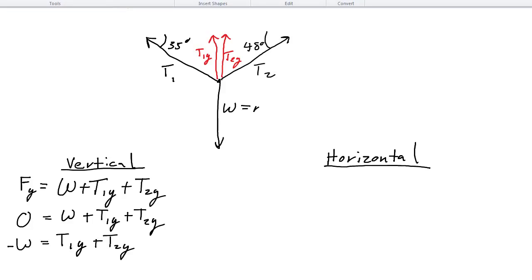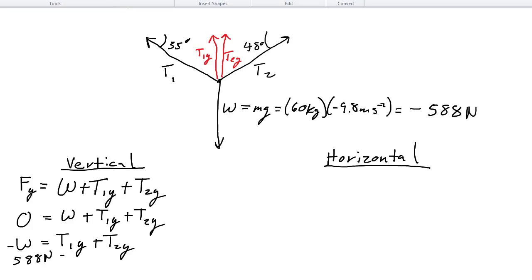Well, we know that the weight is equal to mass times the acceleration of gravity, and we know that the weight of the mountain climber in this problem is 60 kilograms times negative 9.8 meters per second squared. Tells me that his weight is negative 588 newtons. So if I plug that into the weight down here, I see that 588 newtons is equal to T1y plus T2y. Okay, but I can't go any further because I have a lot of unknowns at this point. So what I'm going to do is stop and jump over to the horizontal and start looking at that.